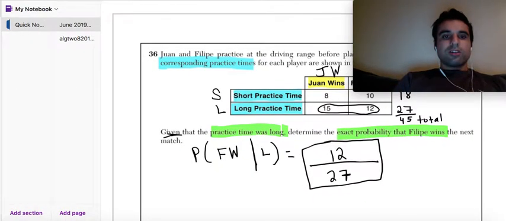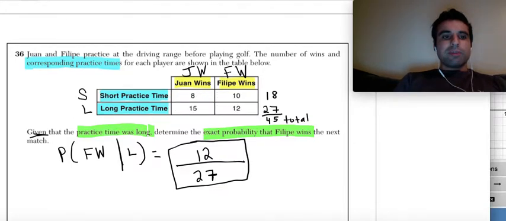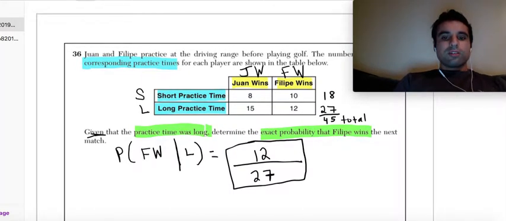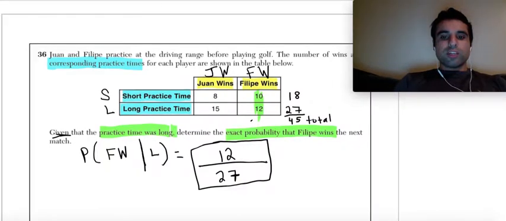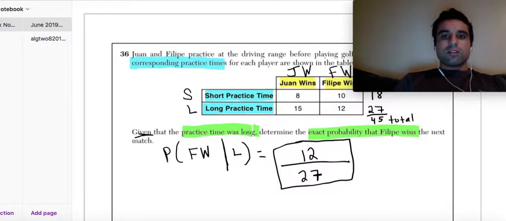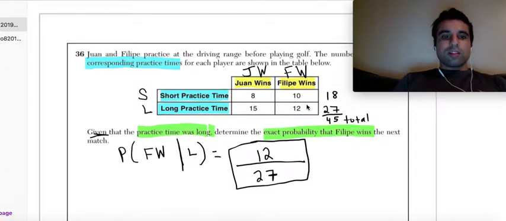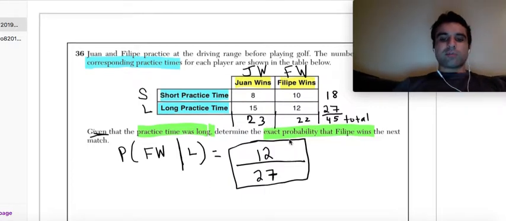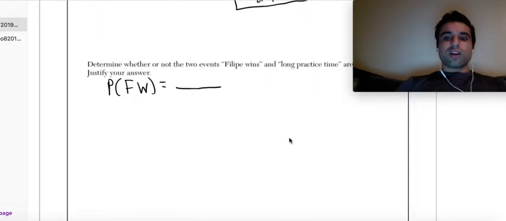Let me erase the other stuff that's in the way. How many did Felipe win out of those? Felipe won 10 plus 12. Felipe won 22. Felipe won 22 out of 45. This is the amount that Felipe won. All right, I'll just bring that down here like this. In this column we got 22. We could even put this 23, and these also add to 45 if I add these two. So it's 45 total games, either way you put it. Felipe won 22 out of 45 games, right?